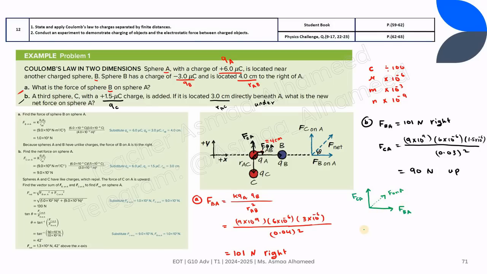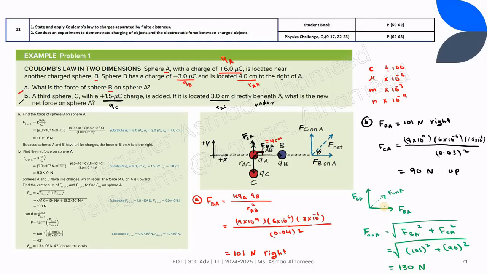Now how do we calculate it? Of course we need to do Pythagoras. So force on A will be equal to the square root of F BA squared plus F CA squared. And now we substitute with the values. We have 101 squared plus 90 squared, and this is equal to approximately 130 Newton.